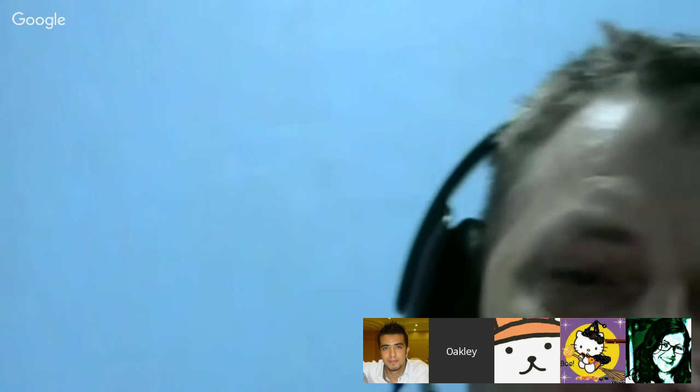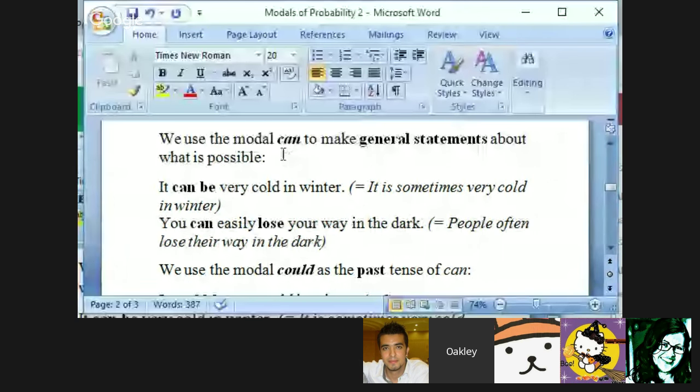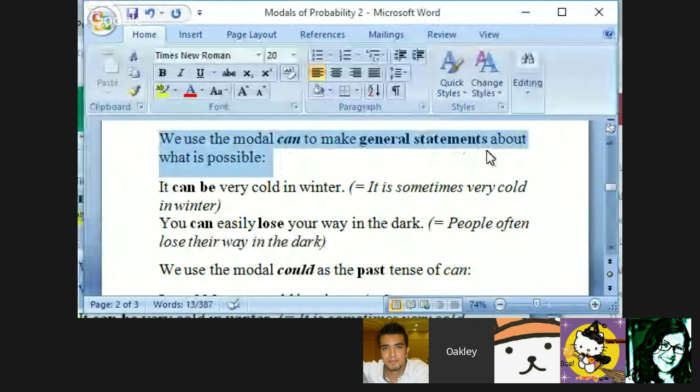Okay. All right. There's a couple other possibilities to show probability. Those are the most common ones: might, may, could, and must, and has to. But there's a couple other possibilities. For example, here we go. We can use the modal can to make general statements. Now, this is quite important. That's why it's highlighted. About what is possible. General statements. Look at these examples, please.